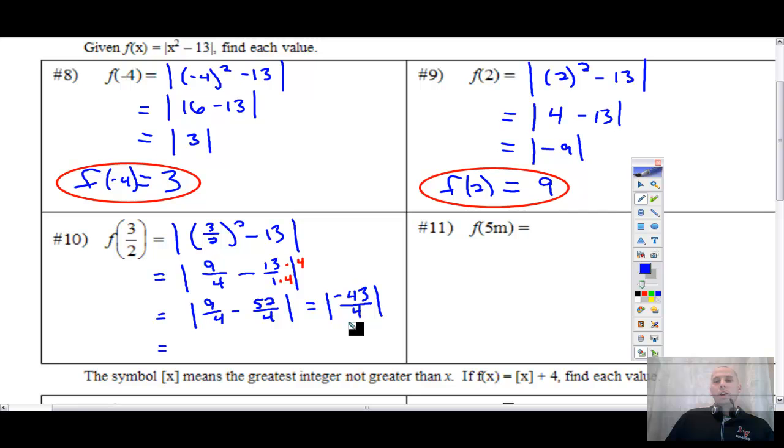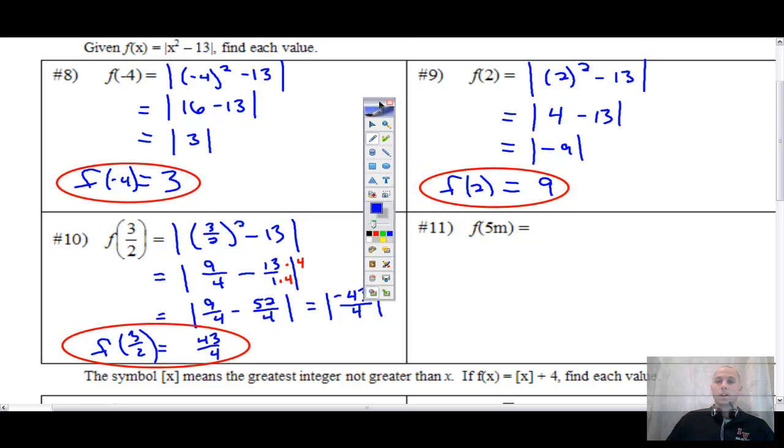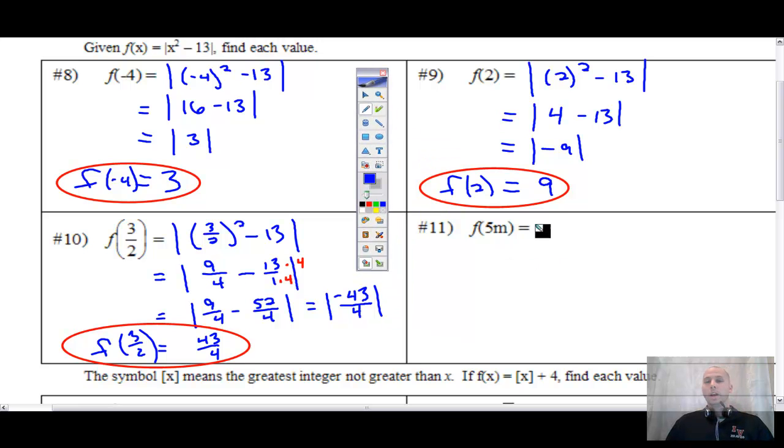Absolute value of negative 43 over 4 is 43/4. 4 does not go into 43 evenly, nor do they have any common factors besides 1, so I'm just going to leave it like that. You could change it to a decimal if you want, but if you have to use your calculator to do it, then you shouldn't be doing it, in my humble opinion.